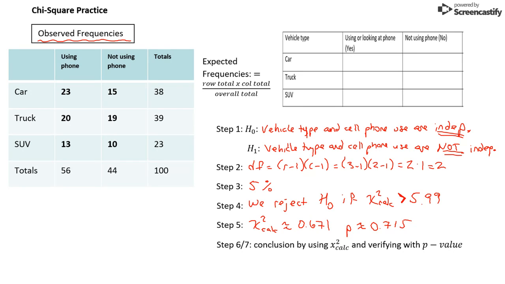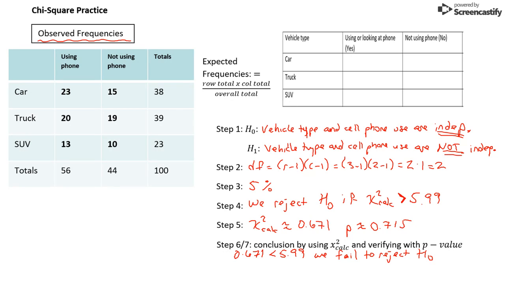So in step 6, we need to make our conclusion and verify that with the p-value. We need to make sure we can verify or come to the conclusion using the calculation or the p-value. So let's start with the calculation. Comparing it to our critical value of 5.99, 0.671 is less than 5.99. This means we fail to reject the null hypothesis. Remember, our statement is we reject the null hypothesis if that calculation is greater than the critical value. In this case, it is way less, so we fail to reject.